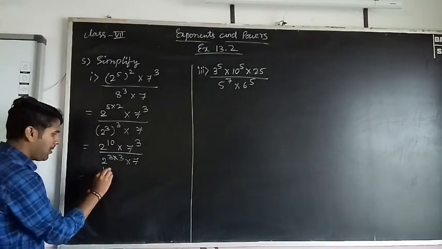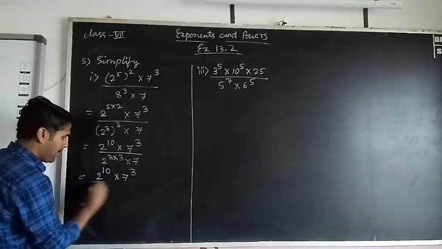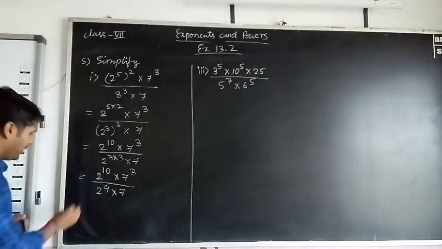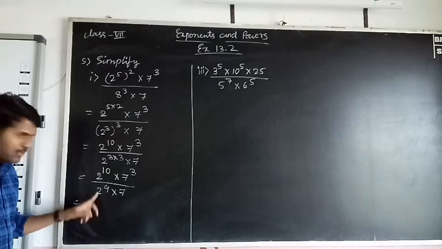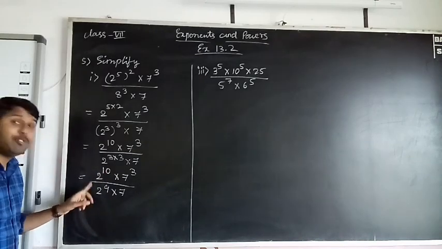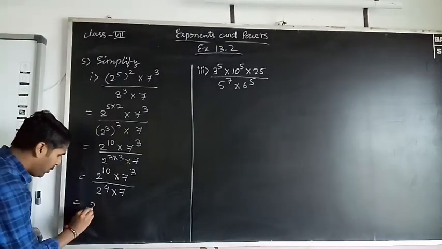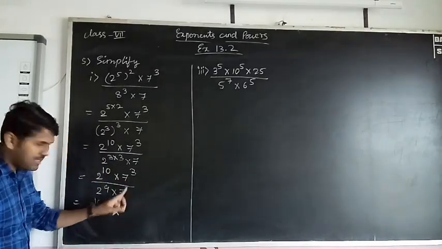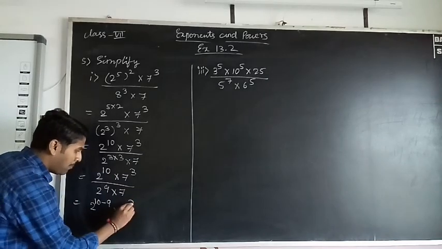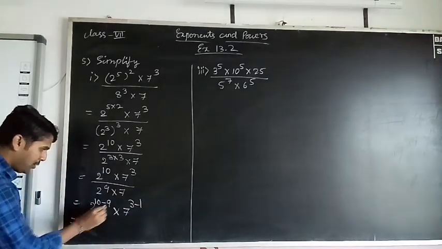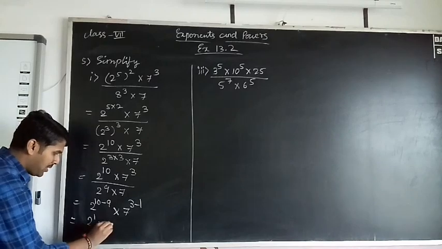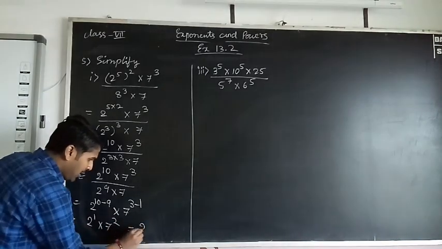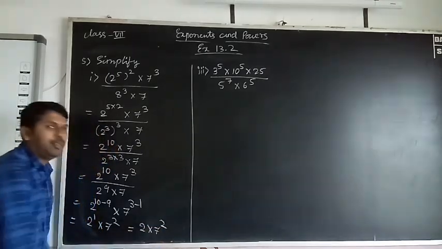Next, 7. Next, 2 raised to 10, 7 raised to 3, divided by 2 raised to 9, 7 raised to 1 is there always. So now here the bases are same, so you can subtract the powers because division is there. So 2 raised to 10 minus 9, into 7. Here also the bases are same, just subtract the powers. So 2 raised to 1 into 7 raised to 2. 2 raised to 1 is 2. So the answer is 2 into 7 raised to 2.